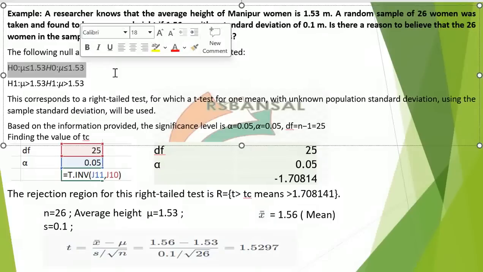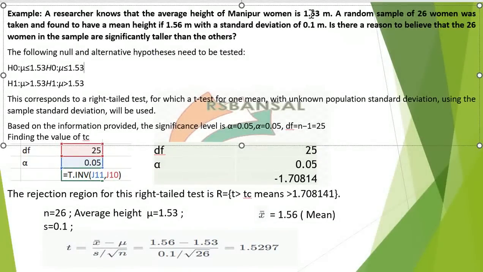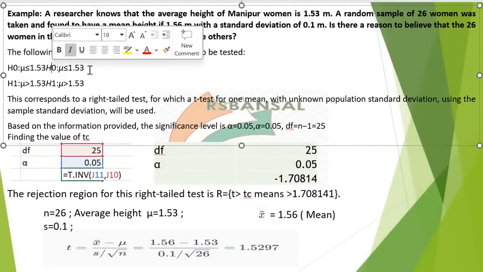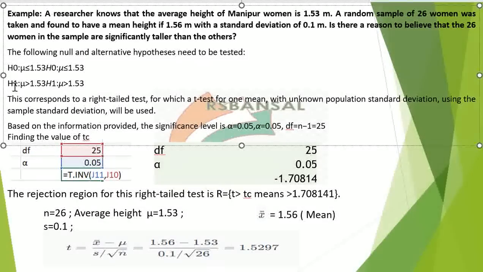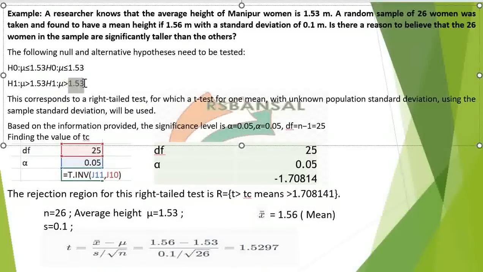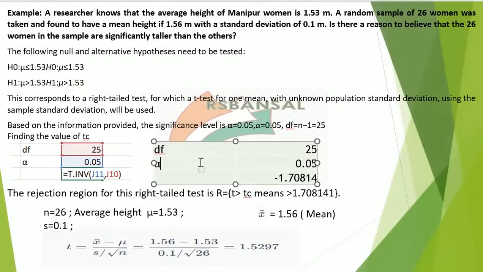So in the null hypothesis, you will assume that the height of a Manipur woman is less than or equal to 1.53. This is the null hypothesis. And your alternative hypothesis will be that the average height of the Manipur woman is more than 1.53 meters. This corresponds to a right tail test, for which a t-test for one mean with an unknown population standard deviation, using the sample standard deviation, will be used.